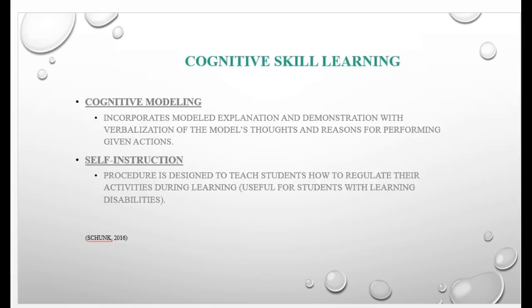Cognitive skill learning just adds another layer to modeling. So rather than just observation, it also incorporates a modeled explanation along with the demonstration through verbalization. And often it involves the model or the teacher not only showing what they want to be done, but talking about why they are doing it the way they're doing it, talking through their thoughts and their reasoning for performing a certain action. In adult learning, adults need to know, why is this important for me? So as you're demonstrating something, you want to talk about the reason that you're doing it this way.